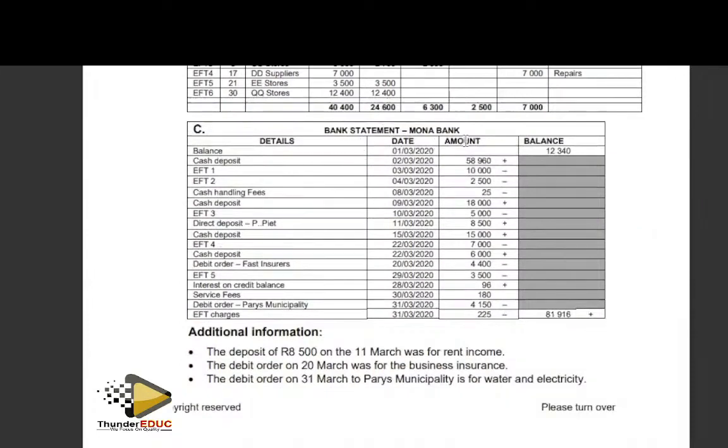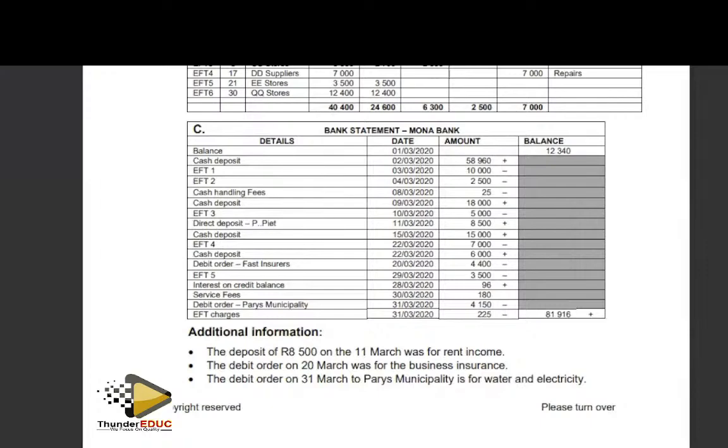you have a bank statement. Now, some of you may have bank accounts. If you don't have a bank account, your parents have bank accounts, so every month they receive bank statements. Now, you need to understand what's going on here. This bank statement is coming from the bank.